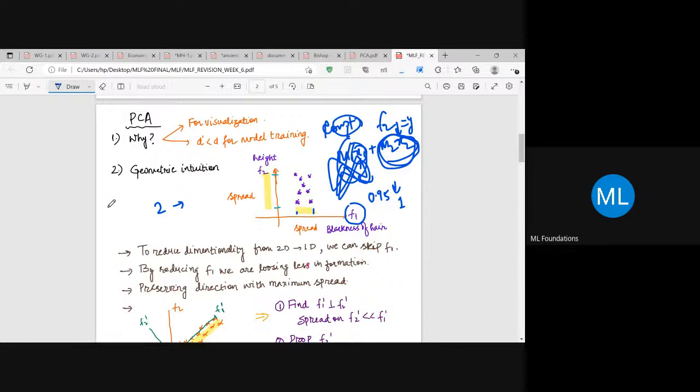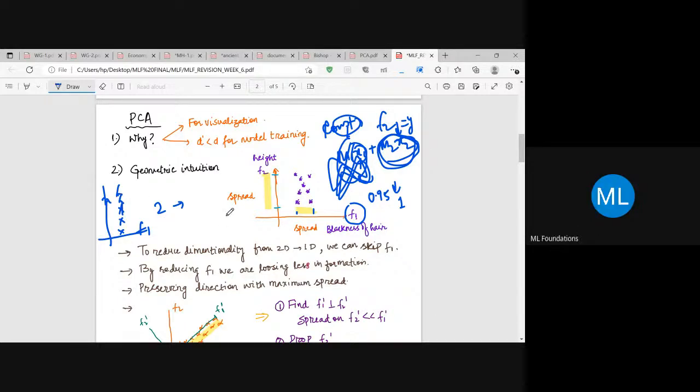Spreadness means, for example, this is F1 and this is F2, and if the data is like this, every data is on the same place. So that means every time F1 is the same, and F2 is only varying. If F2 is varying, that means F2 is only helping me to build the model to get the weight of the person. F1 is not helping me. Is it clear till now, everyone? Yes, sir. Other people tell me, is it clear?